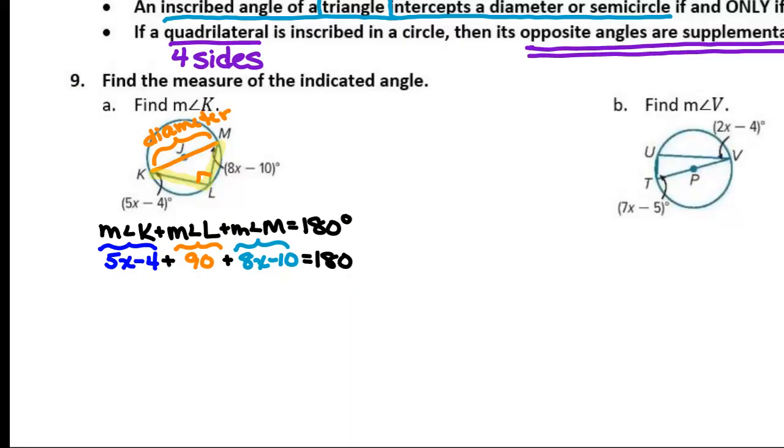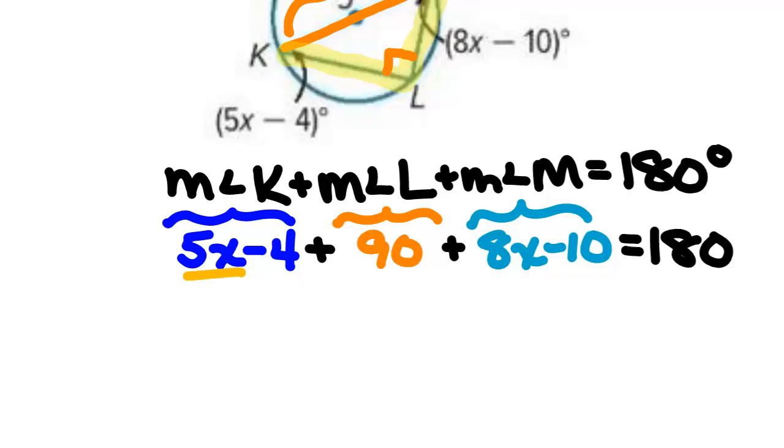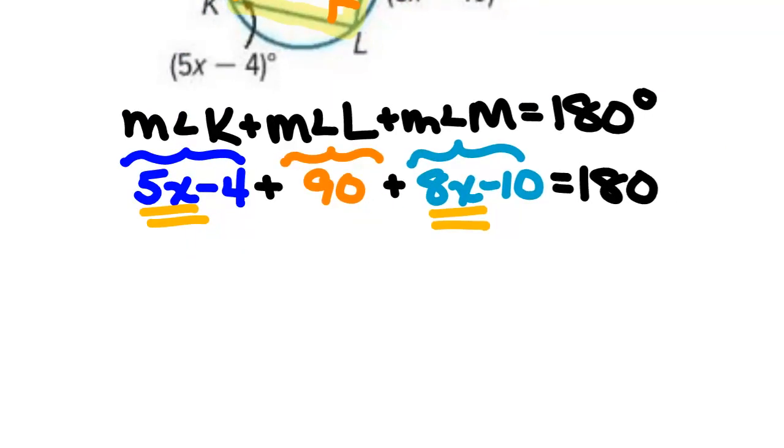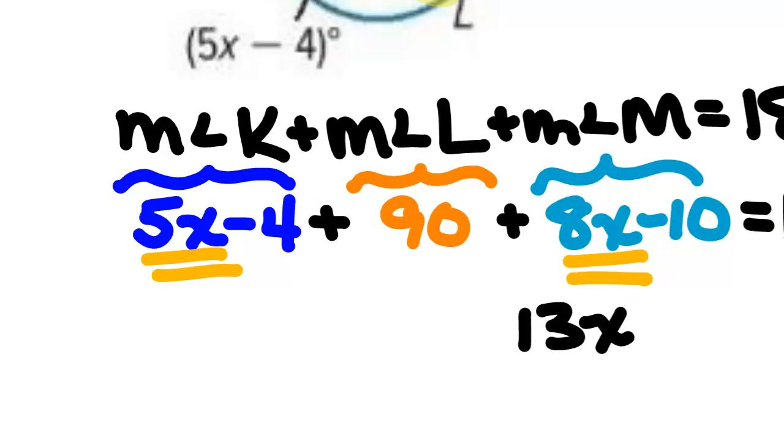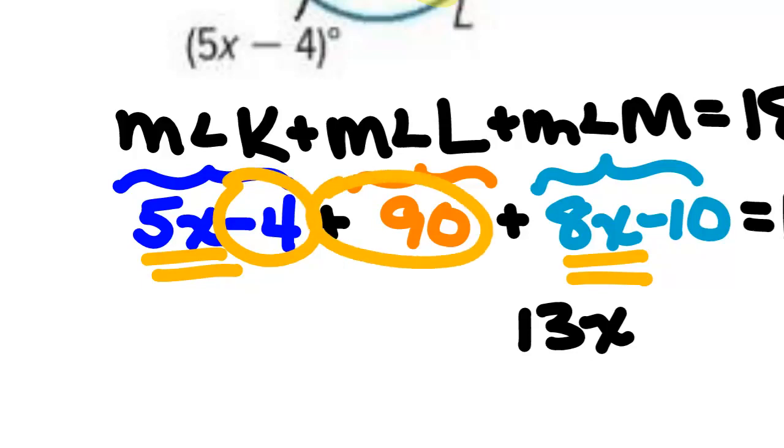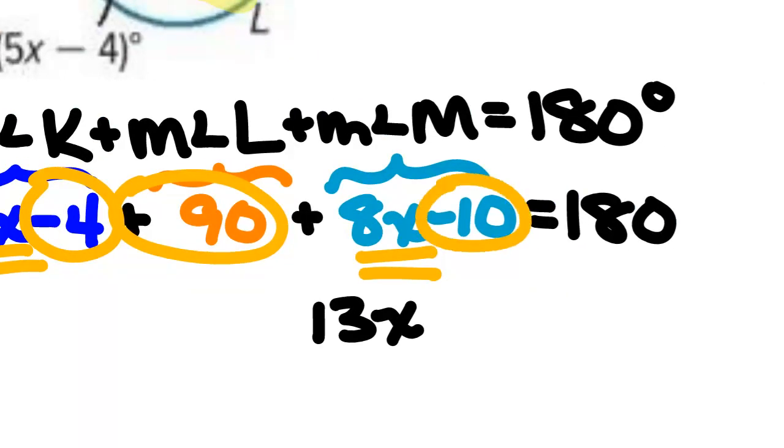All right, so let's combine our like terms. What do we get when we combine our x's? 13x, yep. And then we combine the things that don't have x's, the constants. I have a -4, a positive 90, and a negative 10.